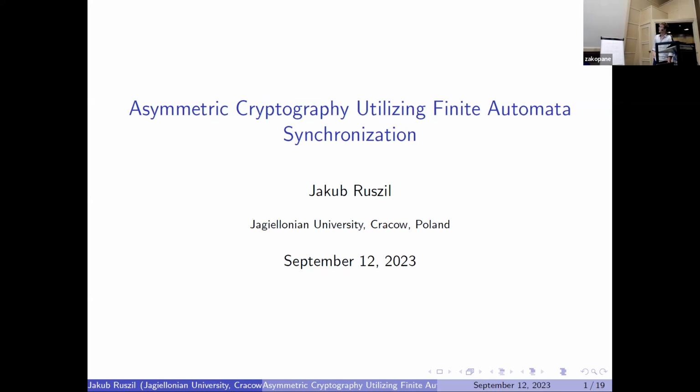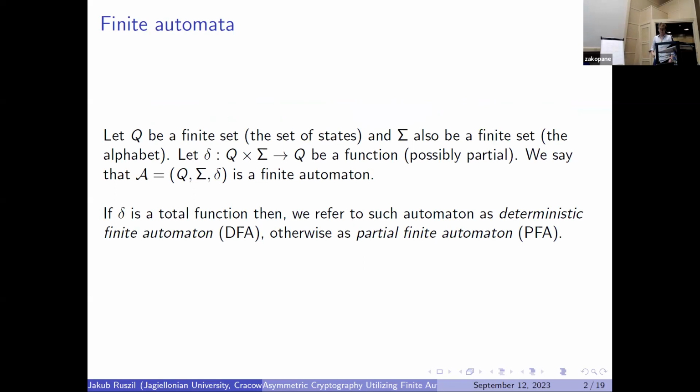So why finite automata synchronization? It's a very simple answer, because I'm doing that in my PhD, so it's natural for me. First I will introduce the notions of automata and synchronization, and then I will go to the main part of the talk. I'm afraid I may disappoint, but everything will be fine.